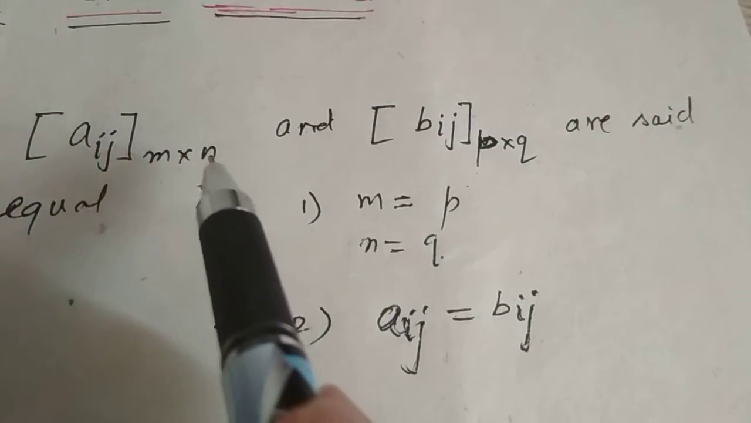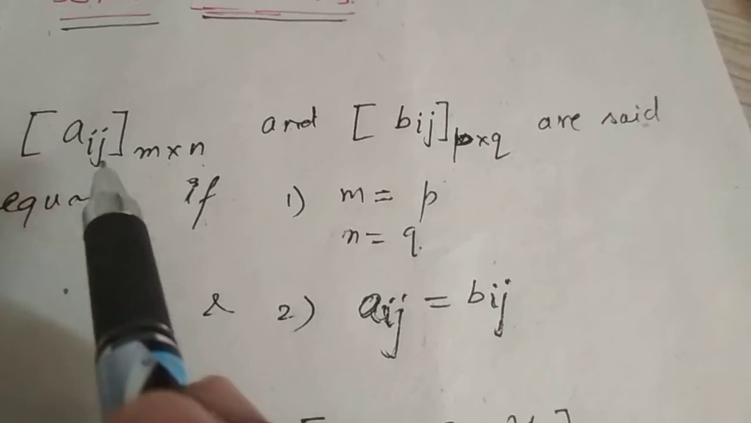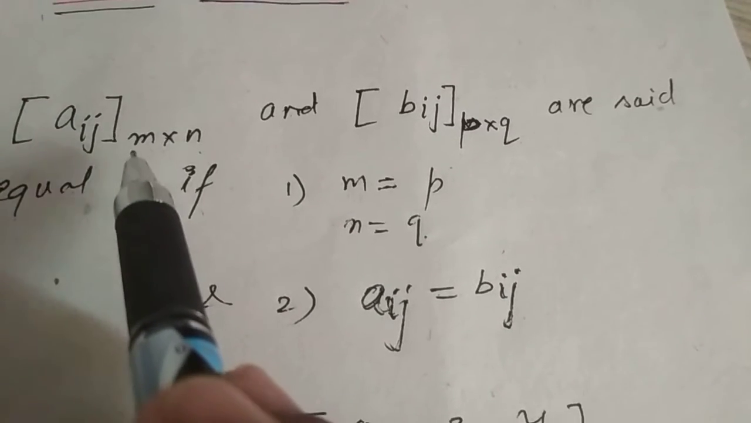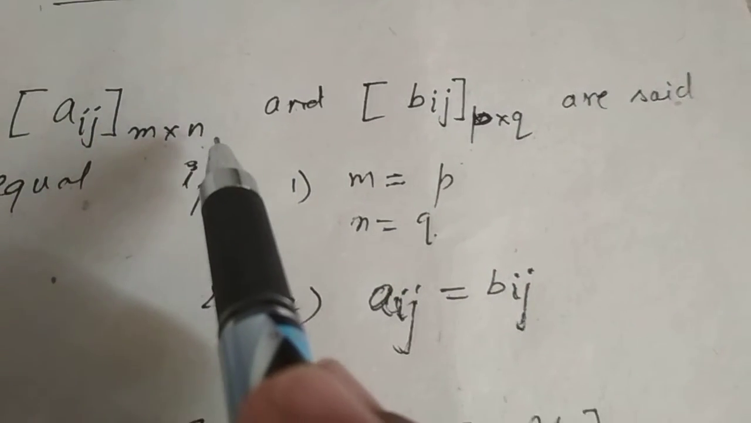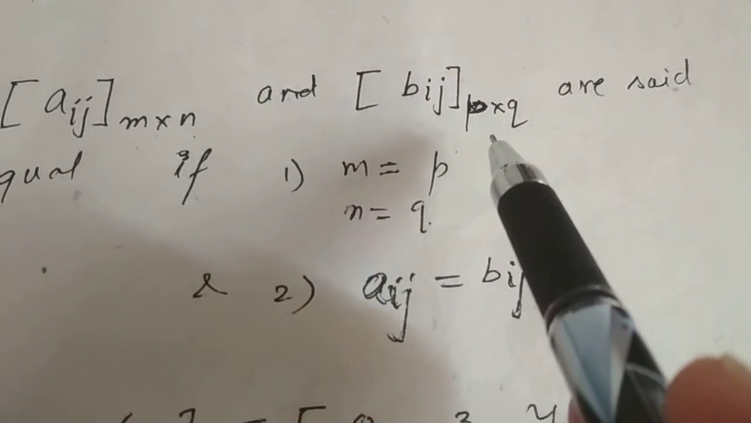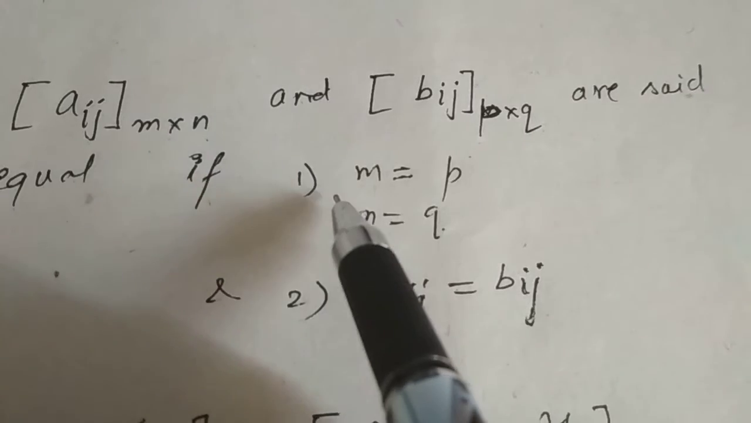So suppose the first matrix has 2 rows, then the second matrix should also have 2 rows. If the first matrix has 3 columns, then the second matrix should also have 3 columns. This is the first condition.